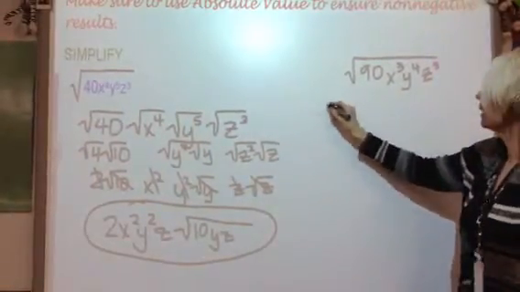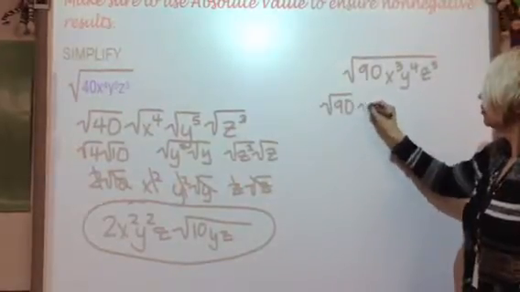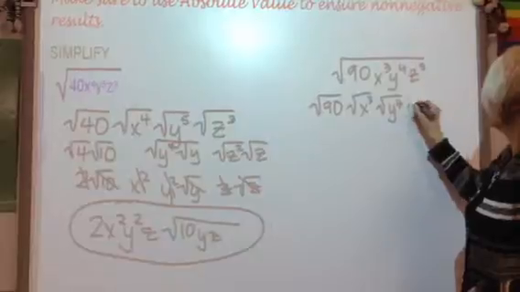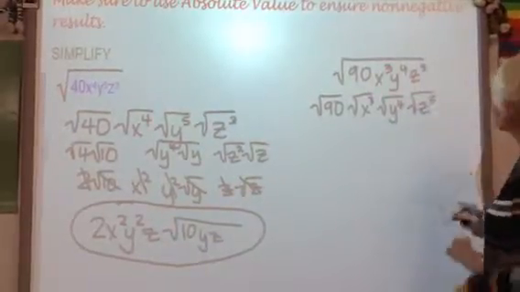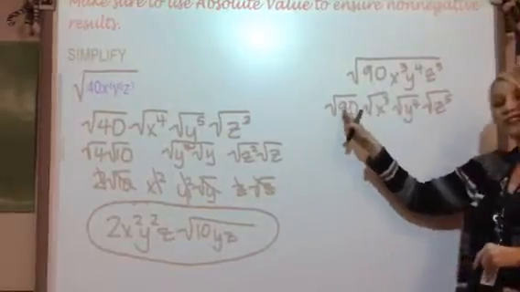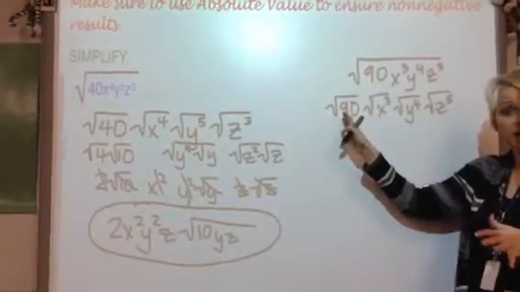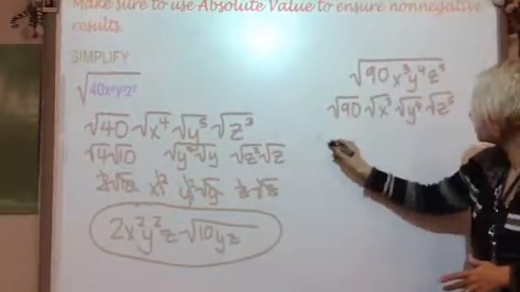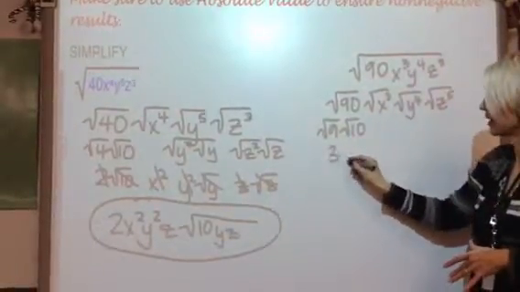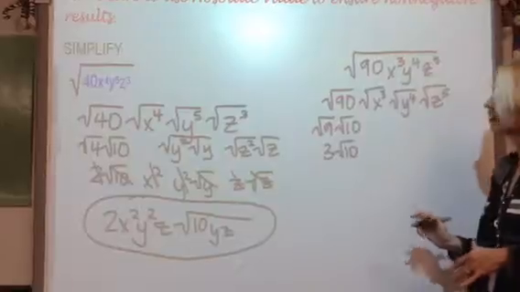So let's separate it out. Radical 90, radical x to the 3rd, radical y to the 4th, radical z to the 5th. Separate it out piece by piece. Now, radical 90, greatest perfect square would be 9. So this is radical 9, radical 10, which simplifies to 3 radical 10.